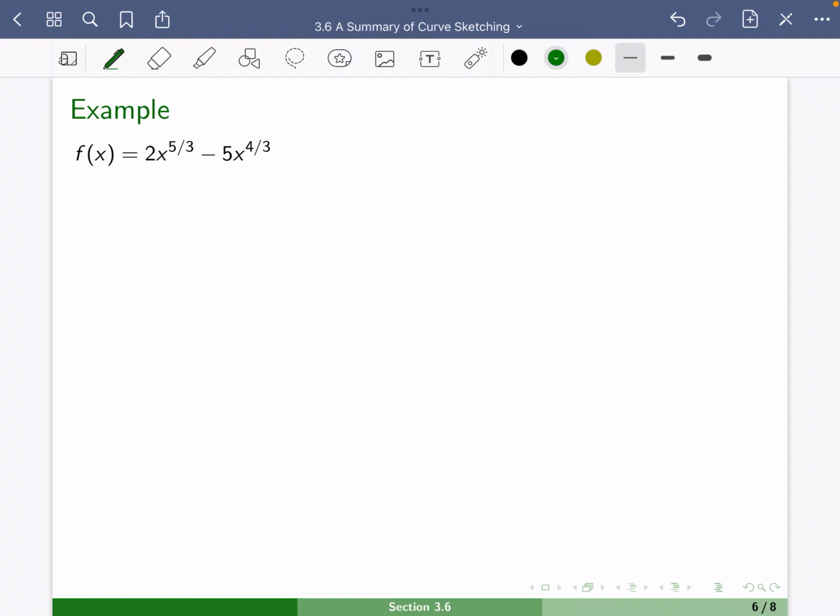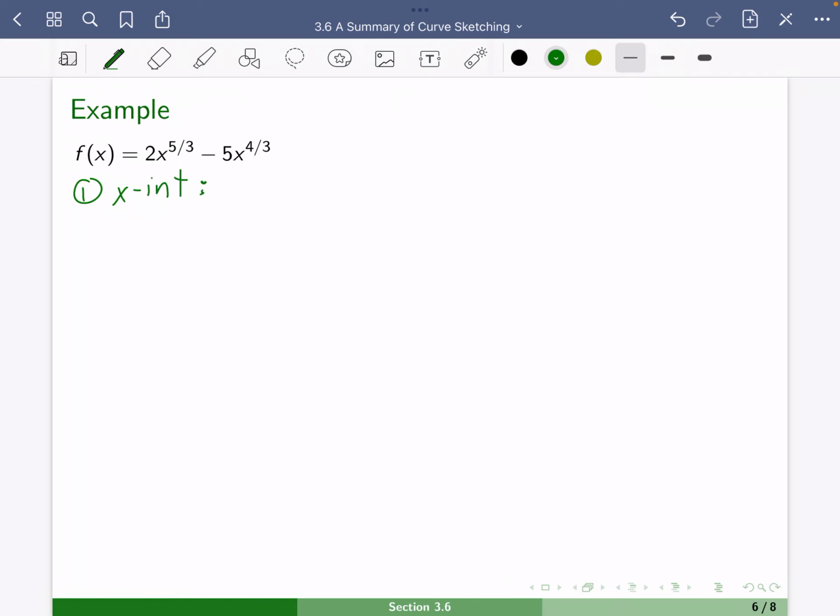In this video, we're going to take a look at another curve sketching example. So we'll jump right into it. f of x is equal to 2x to the 5/3 minus 5x to the 4/3. We are going to first look for our x-intercepts.